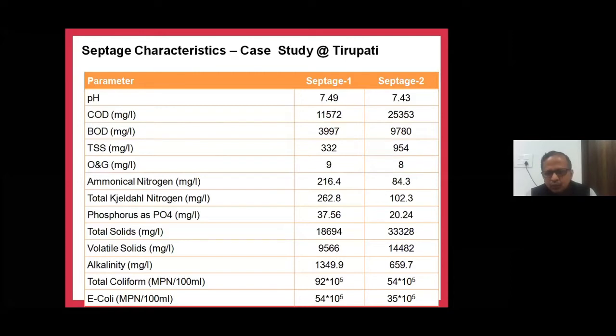Very interesting. 2 composite samples were collected, and BOD was in the range of around 4,000 in one sample, and in one more sample it is 10,000 milligrams per litre. This is also one more challenge for designing the FSTP, to arrive at what the organic load is.